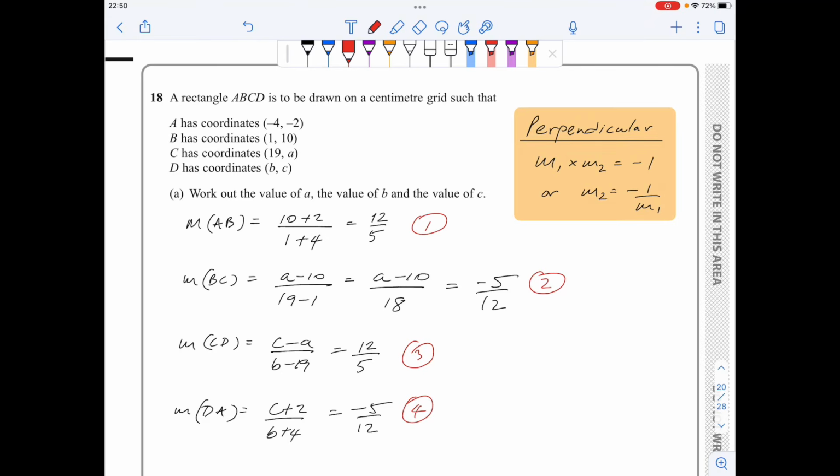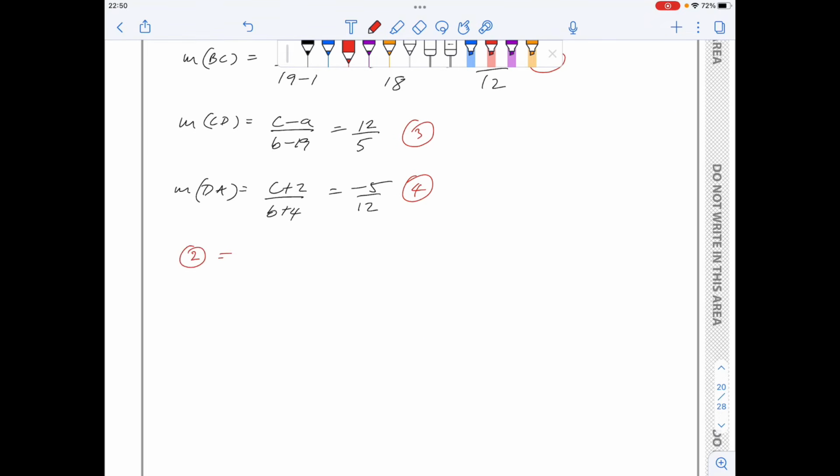Now from equation 2, I can get the following: 12a minus 120 equals minus 90. I got this by cross multiplying. So 12a is equal to 30. A comes out to be 2.5. Now from here onwards, there are different methods to use. I will proceed by creating two equations and solving them simultaneously.